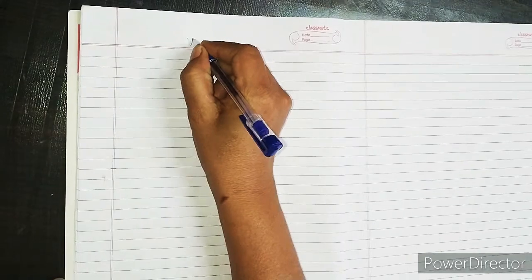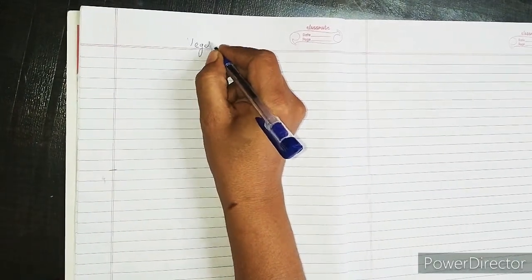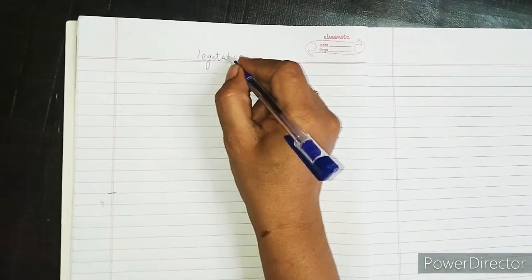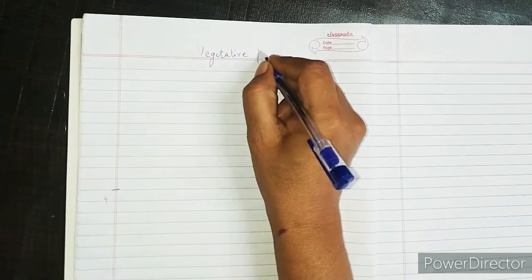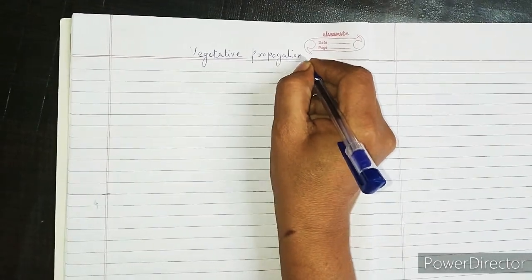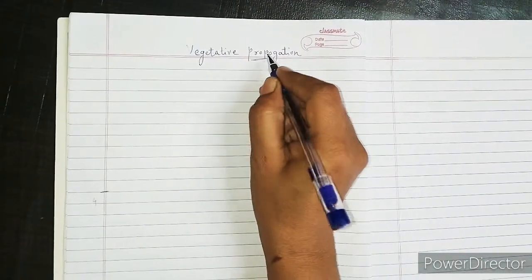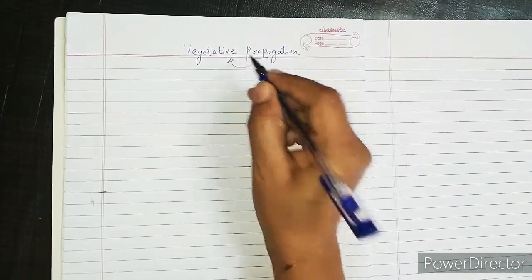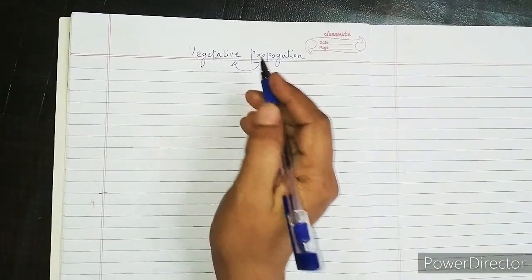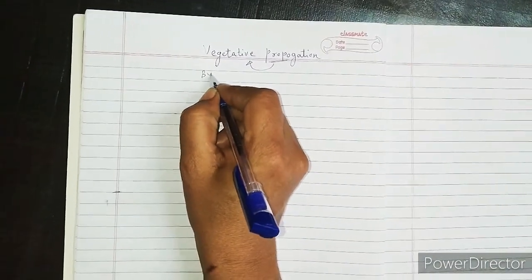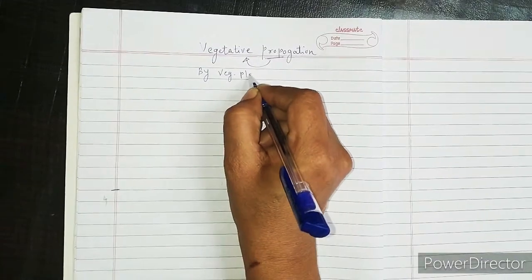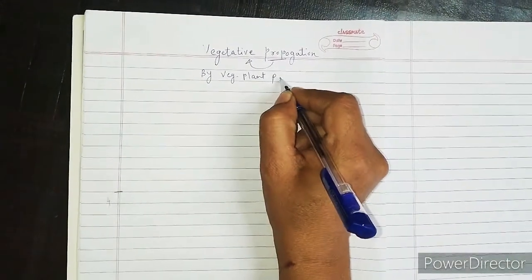Today we will study about vegetative propagation. Actually, vegetative propagation is also a type of asexual reproduction. Now see here, what is vegetative propagation? Propagation by any vegetative plant part is called vegetative propagation. So it is the propagation by using vegetative plant parts.